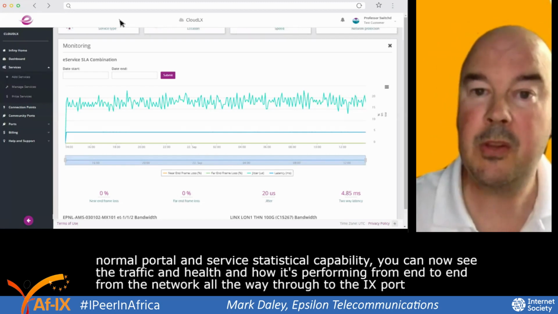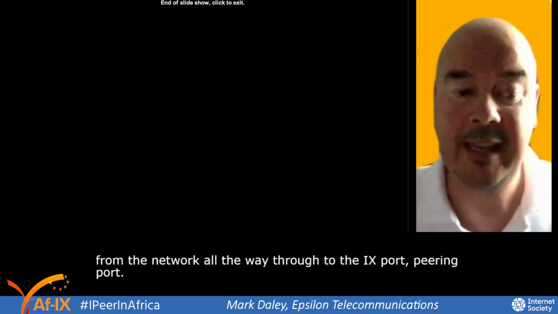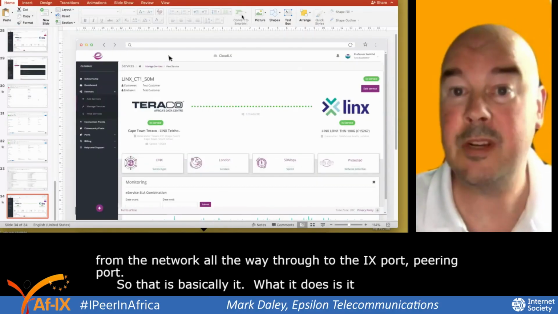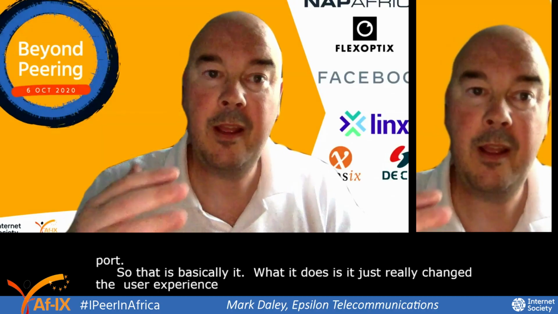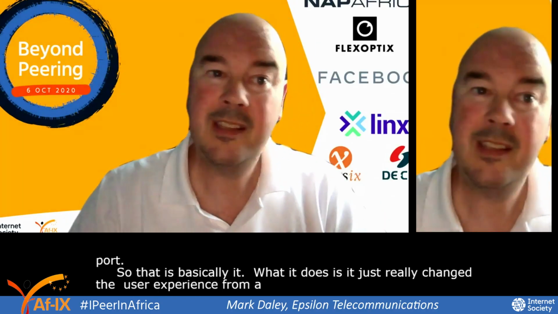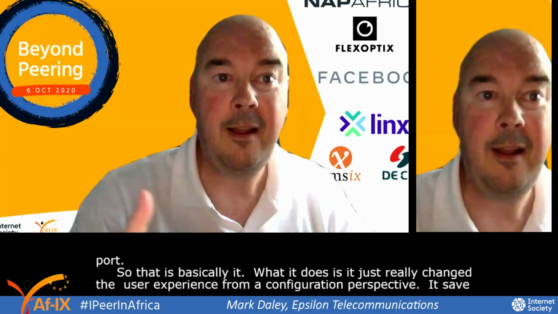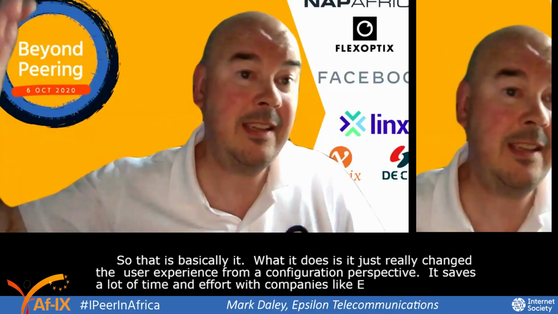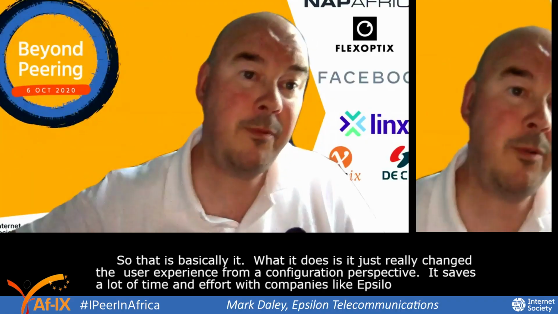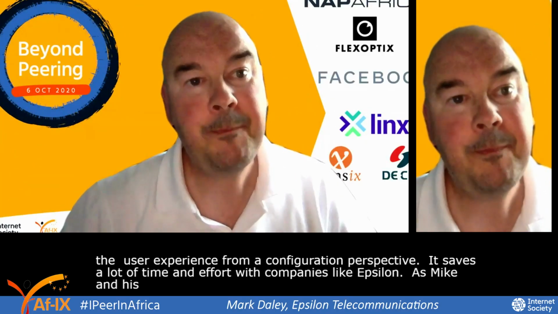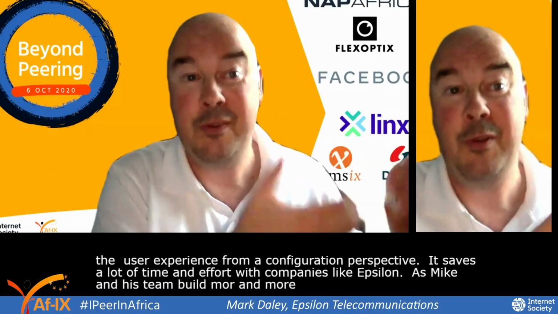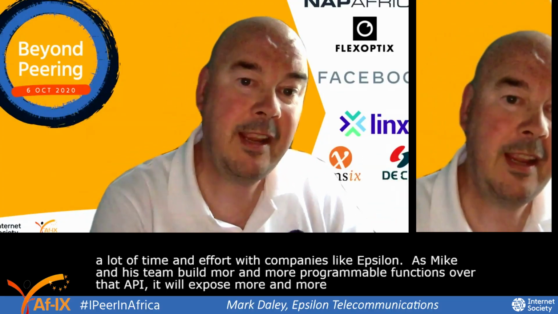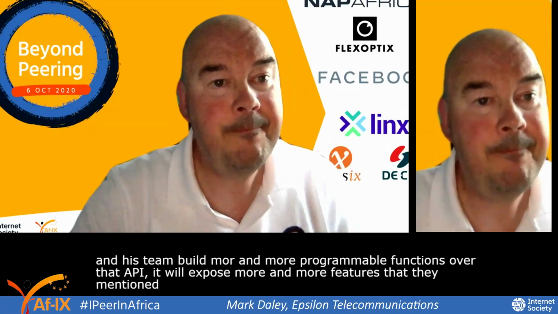So that's basically it. What it does is really change the user experience from a configuration perspective. It saves a lot of time and effort for companies like Epsilon, and you can imagine that as Mike and his team build more and more programmable functions over that API, it will also expose more and more features, and he mentioned a lot of those features they're thinking about already in the presentation he just did. So thank you.